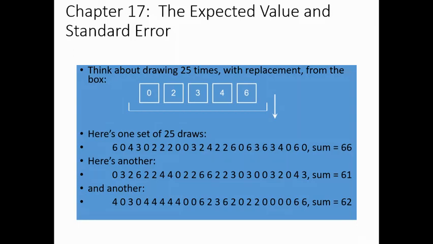So one set of 25 draws could look like this, have these numbers, and if we add them all up, the sum would be 66. Then we could do it again, repeat the process. Here's another set of numbers, sum could be 61. Another one, sum could be 62. So as you can see, the sum won't be the same every time, correct? It may vary.